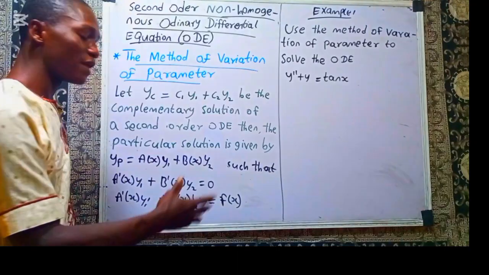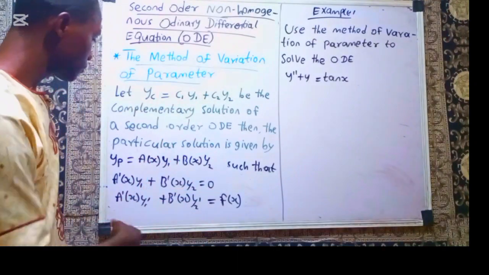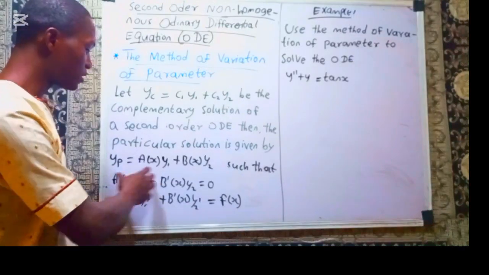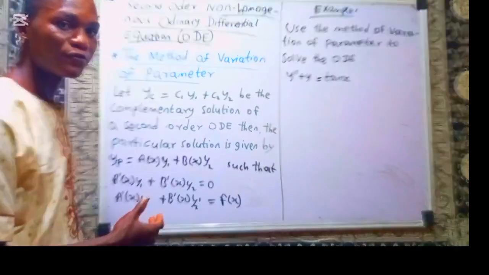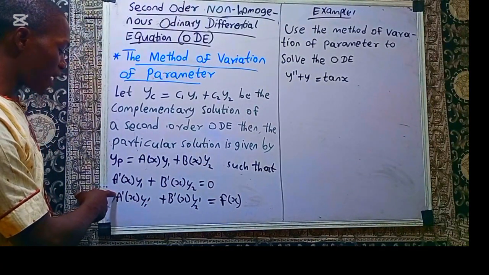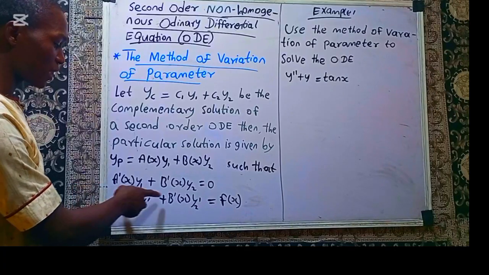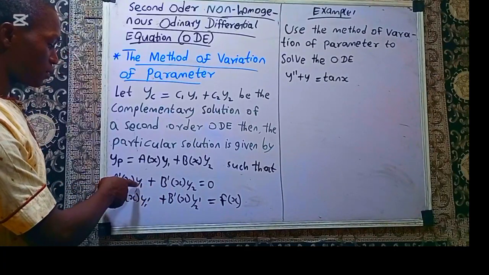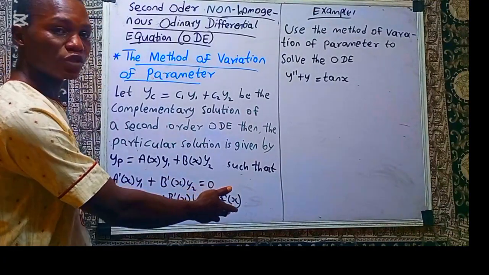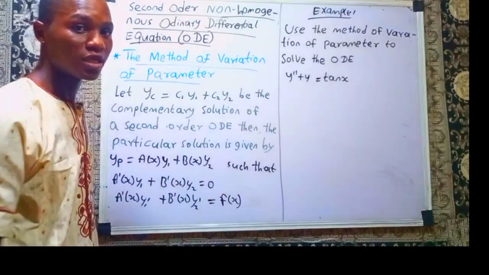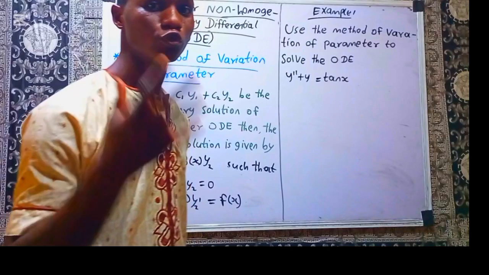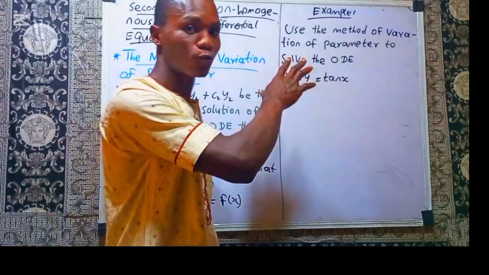Once I have done this, by the method of variation of parameter, by keeping your y1 and y2 and differentiating your arbitrary functions once, this result will be equated to what? 0. This result will be equated to 0. Then, by keeping the first derivative of your arbitrary functions and differentiating your y1 and y2, it will give you the f of x, which is that non-zero function of the independent variable. I'm going to use this method to solve this particular example.